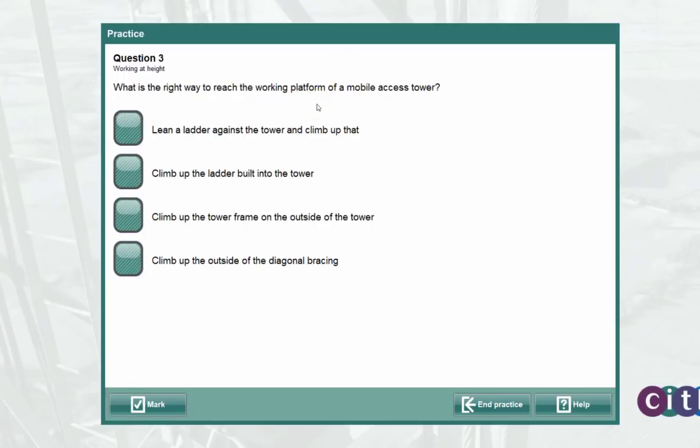What is the right way to reach the working platform of a mobile access tower? Lean a ladder against the tower and climb up that. Climb up the ladder built into the tower. Climb up the tower frame on the outside of the tower. Climb up the outside of the diagonal bracing.